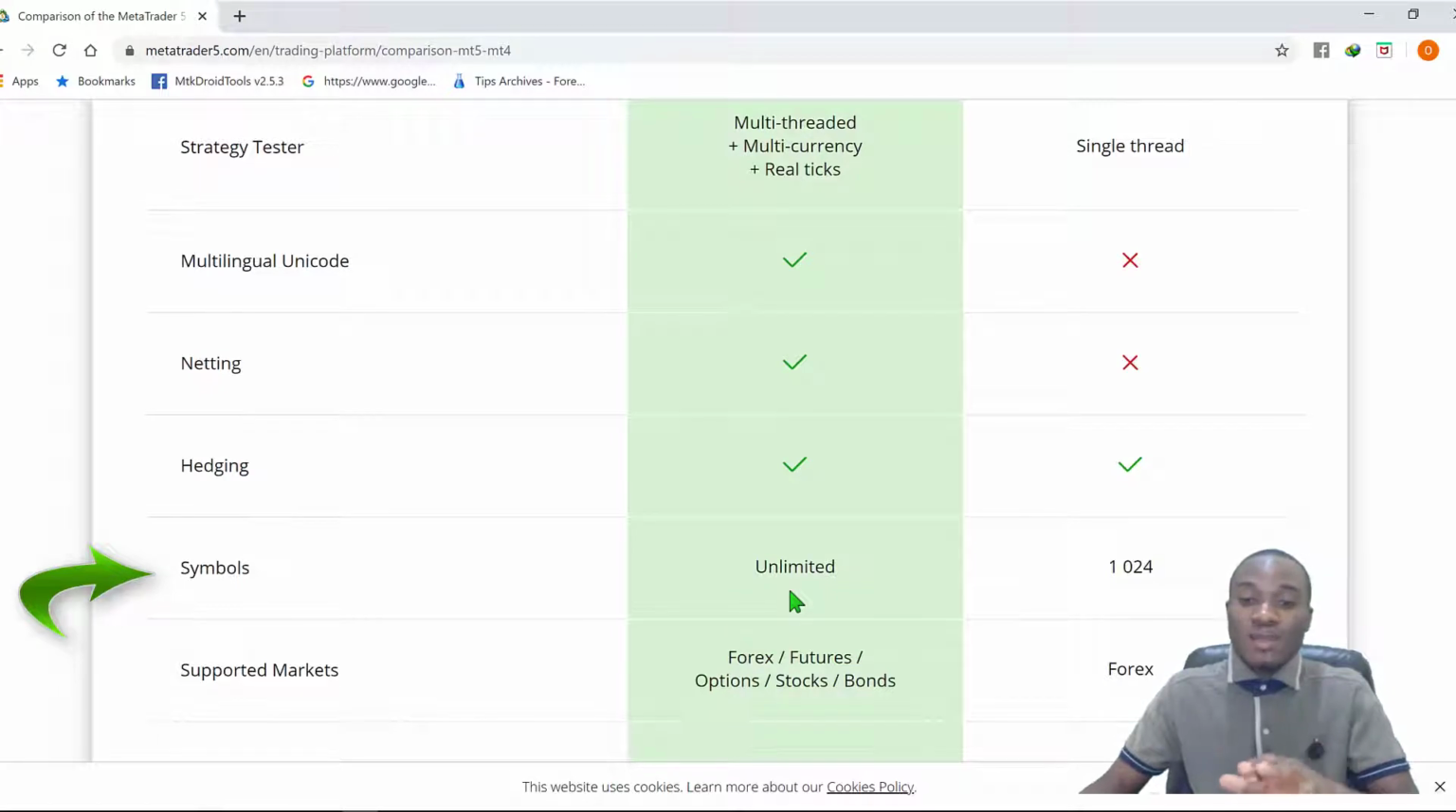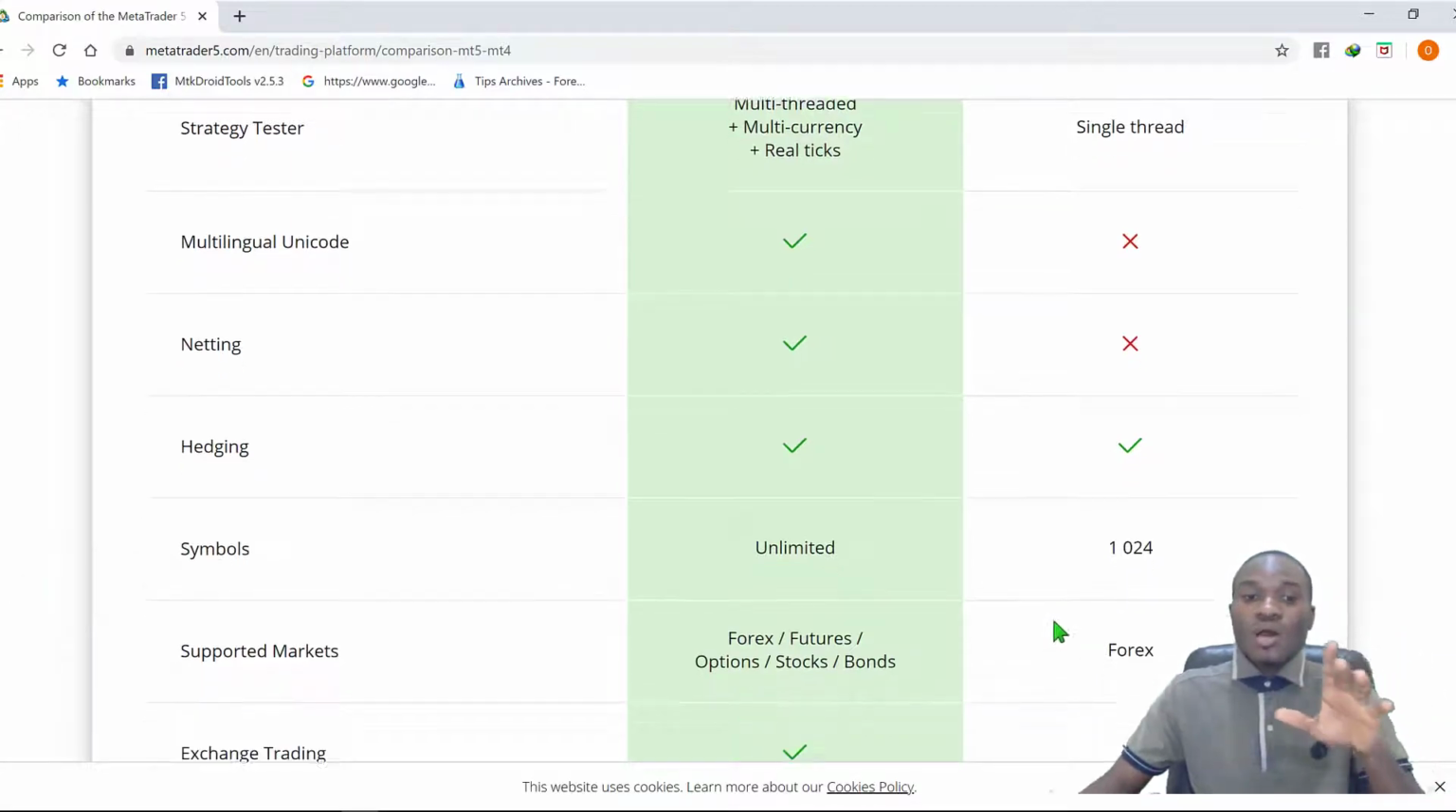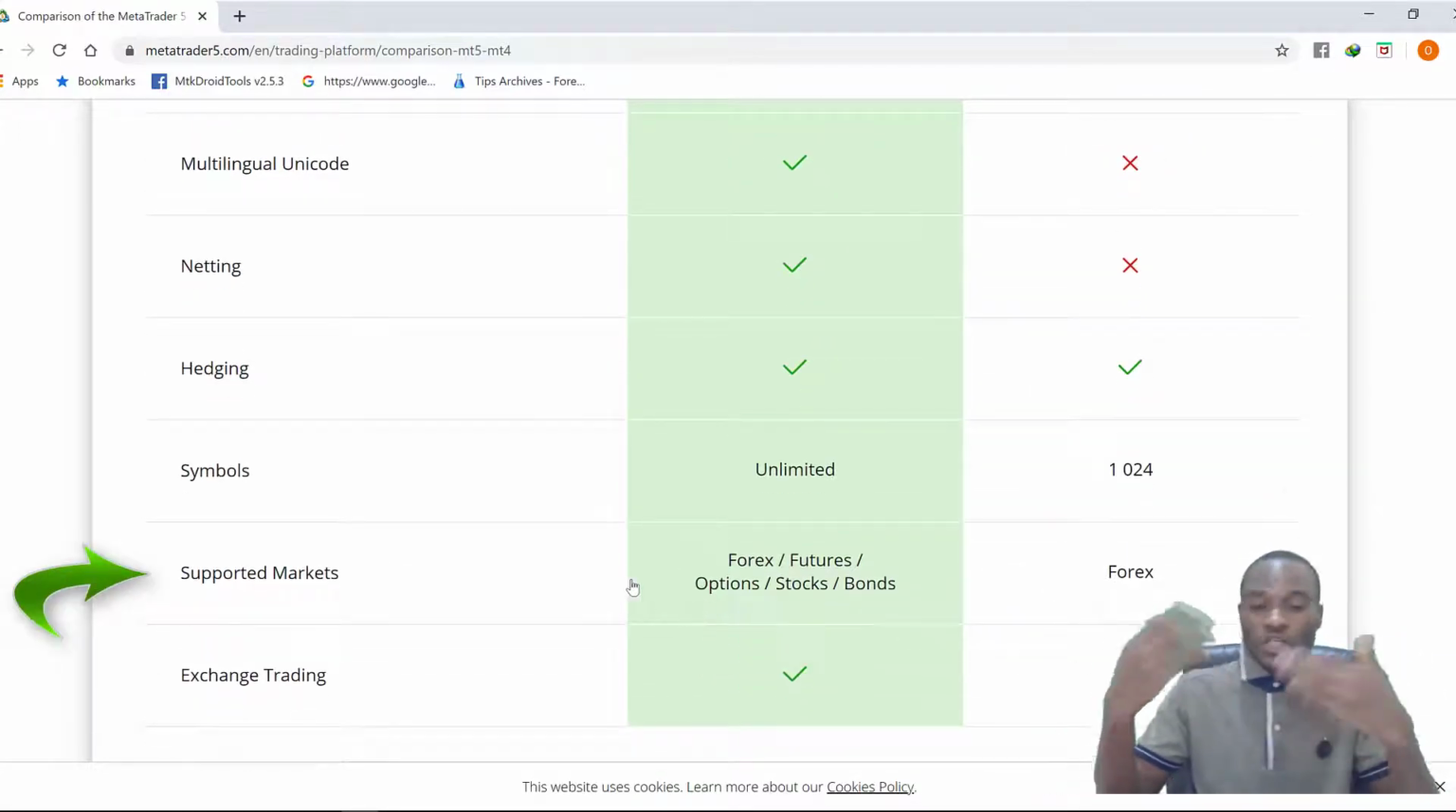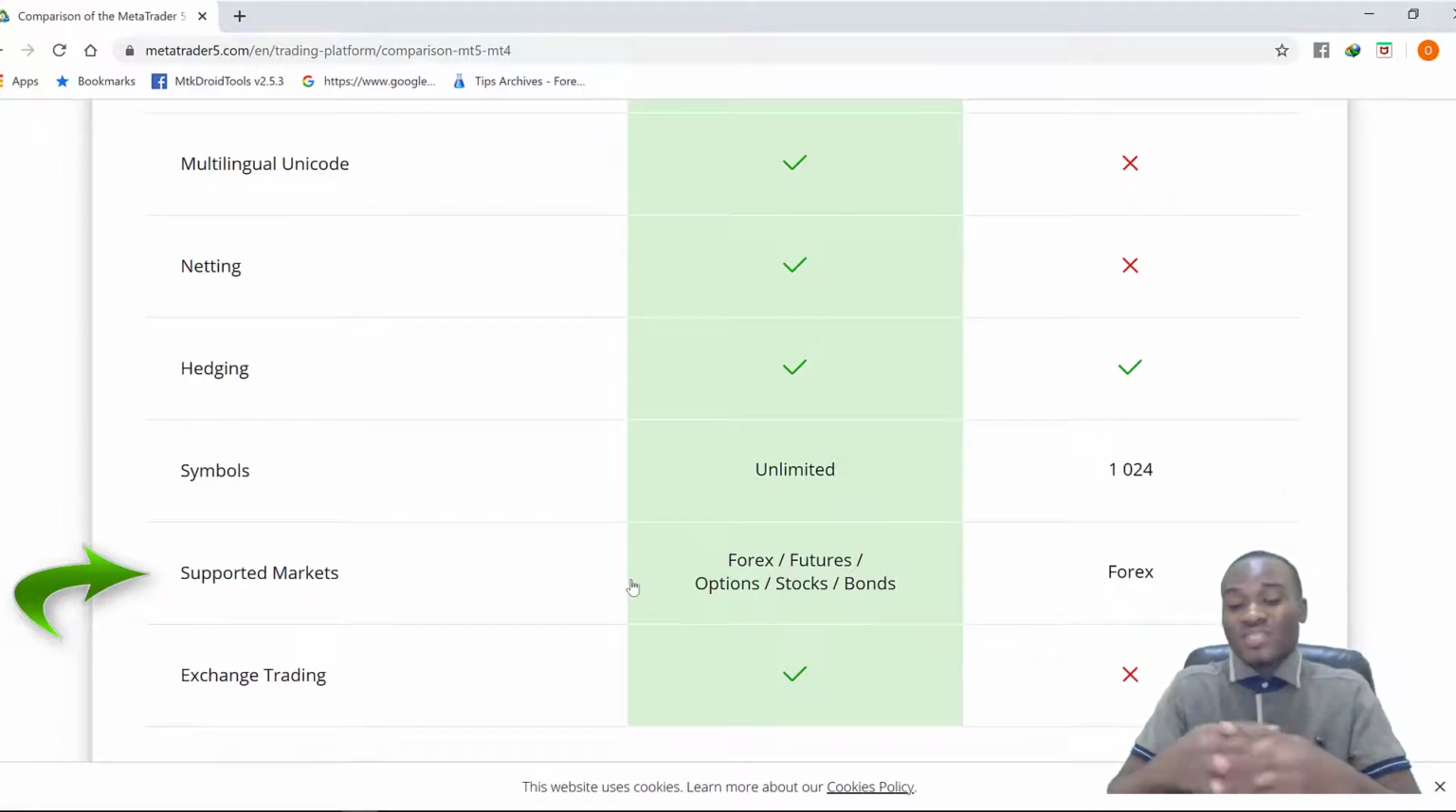You have unlimited access to different financial instruments whereby you can trade on the Metatrader 5. Whereas on the Metatrader 4, you just have 1024 financial instruments you can trade. Like I said earlier in one of my explanations, Metatrader 5 is actually designed for you if you are a stock trader, a commodity trader, options or futures, and you can use Metatrader 5 as well to trade forex.